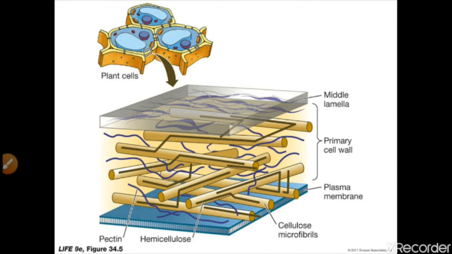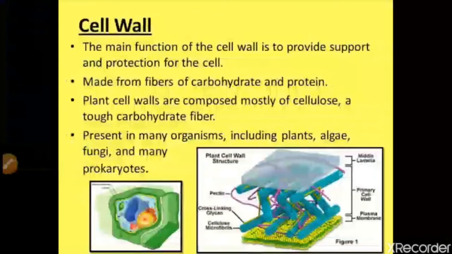So if they are standing in one position, that means somebody is giving the strength, somebody is giving that protection. So who is giving this protection? We already know that the cell wall is giving the protection to the cell. So there are some points in the cell wall.